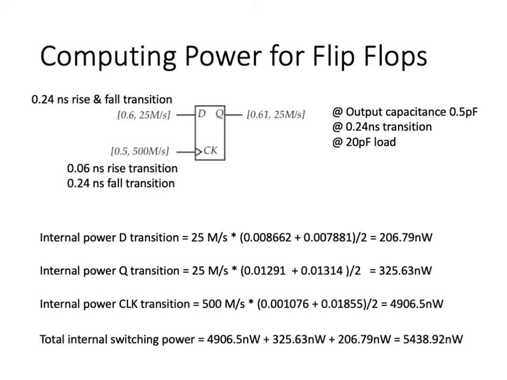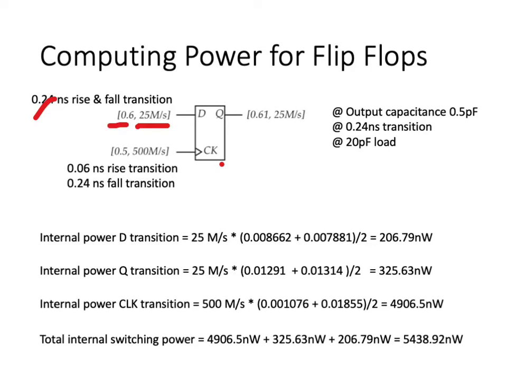Now let us see how we should compute power consumption from flip-flops. Here we have a D flip-flop, and it is given that rise and fall transitions at the input occur with a 0.24 nanoseconds rise time. This input has a toggle rate of 25 mega toggles per second, and it remains logic high roughly 60% of the time.